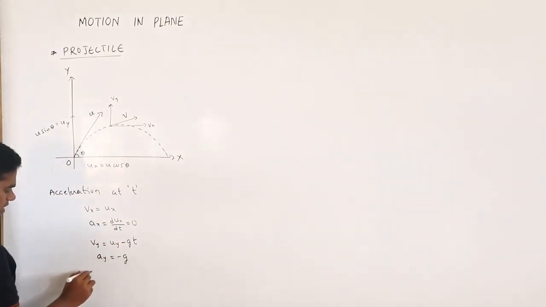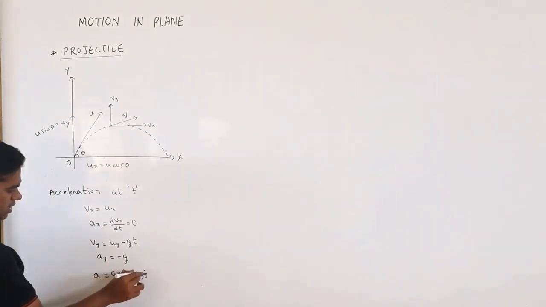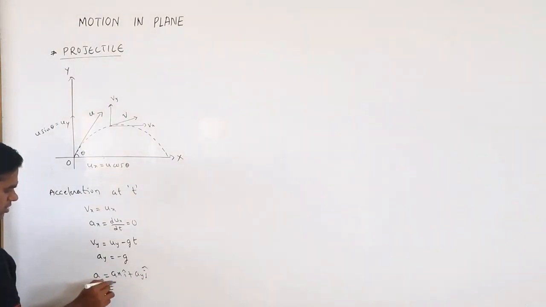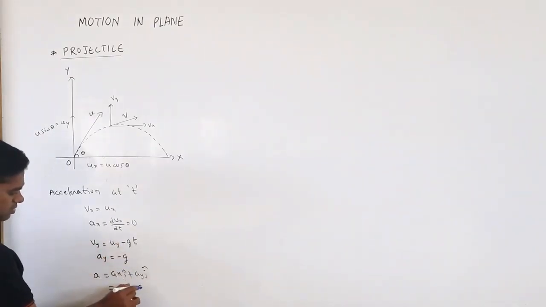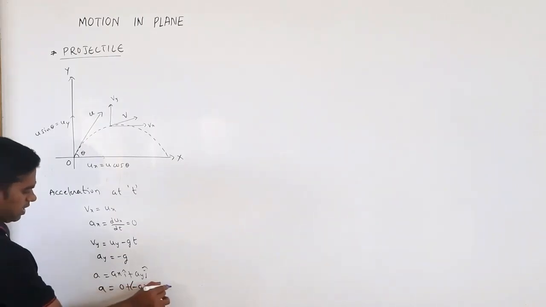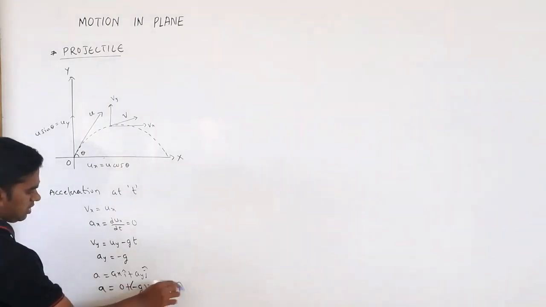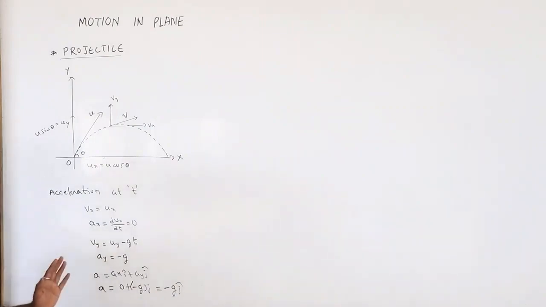So what you can write for acceleration is a equals ax i cap plus ay j cap. We have written this in our last discussion. So 0, and minus g into j cap. That means acceleration is equal to minus g j cap. Not required, but we should know what exactly we get from the assumption.